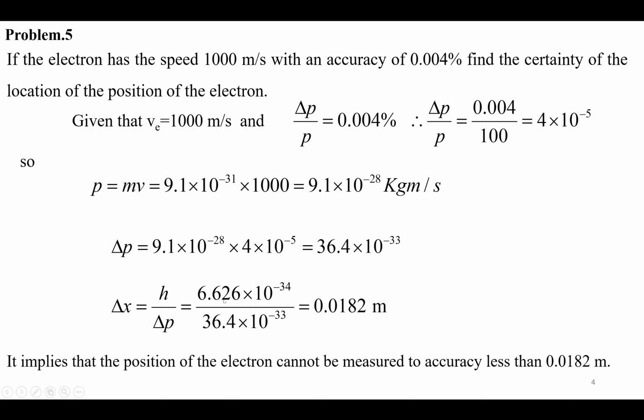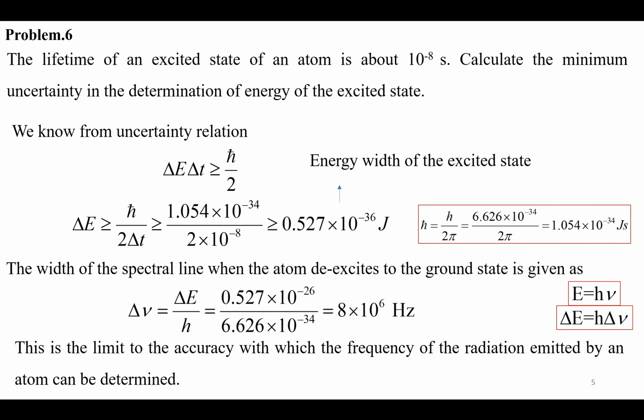So we will get 6.626 × 10^-34 divided by del P, which we have already calculated as 36.4 × 10^-33, which is given as 0.01882 meters. So it clearly says that below this we cannot measure. This is the location where the electron can be measured, and below which it cannot be measured with accuracy. So it implies that the position of the electron cannot be measured to an accuracy less than 0.0182 meters. So now we'll try to solve problem 6.